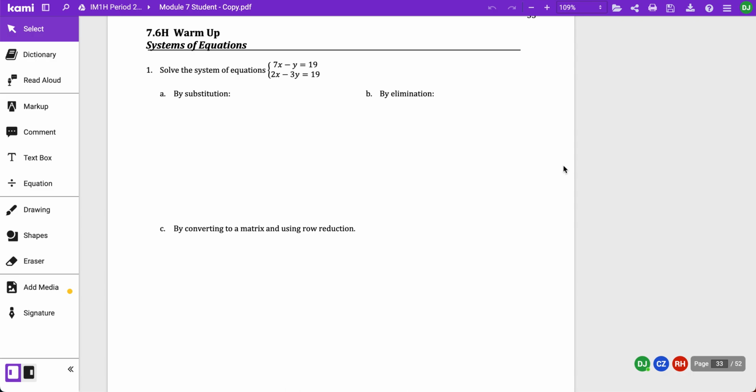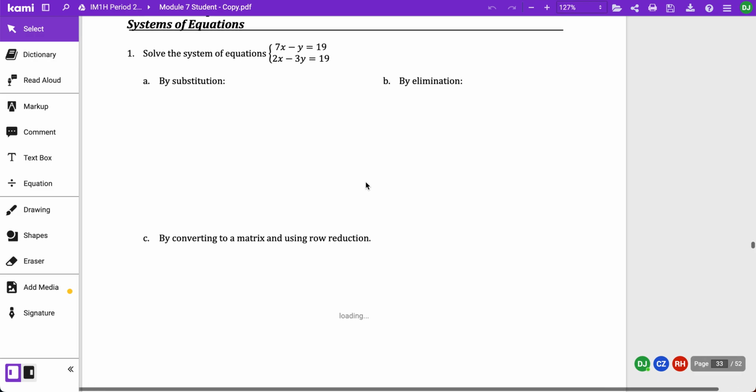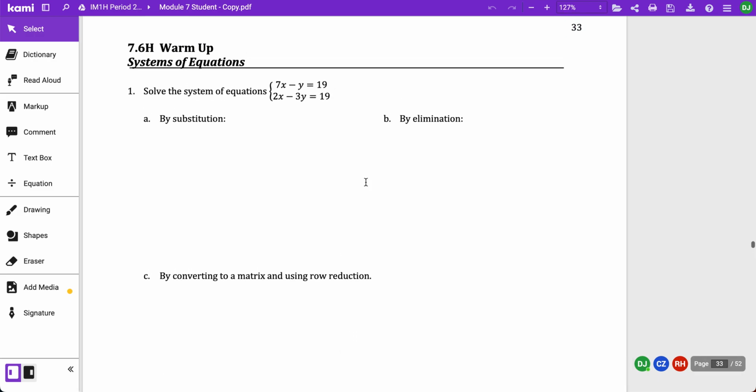Obviously I'm not here today, but what we are going to be doing is looking at lesson 7.6. We're going to start with the warm-up here. So as always, if you don't mind, go ahead and take your notes as if I was here in class. And what we are going to be doing is a quick warm-up, and then we are going to be solving this.